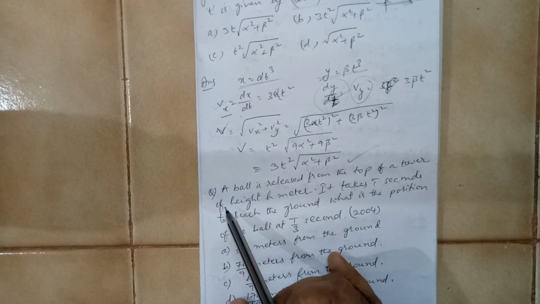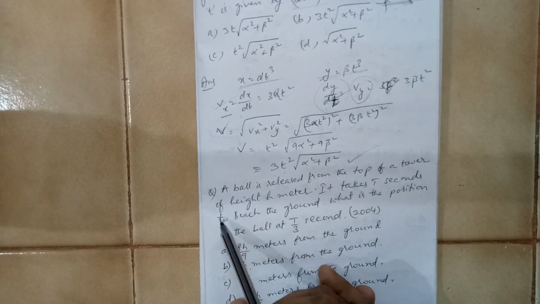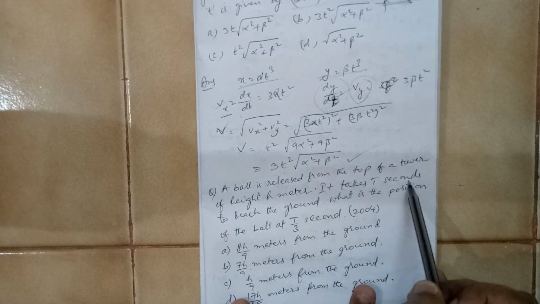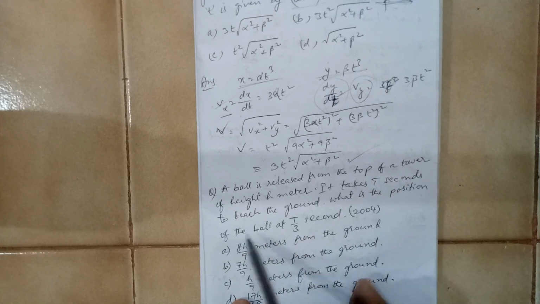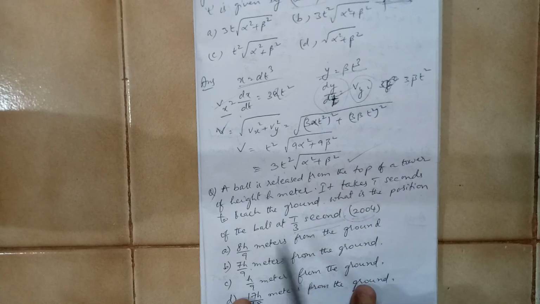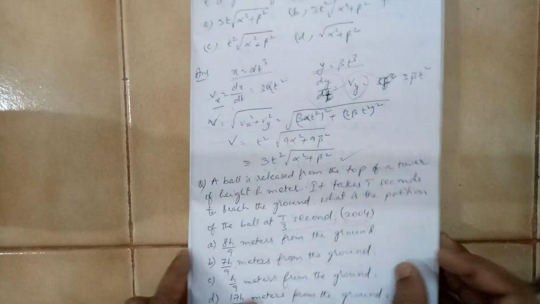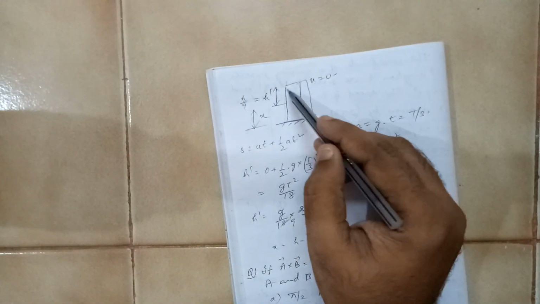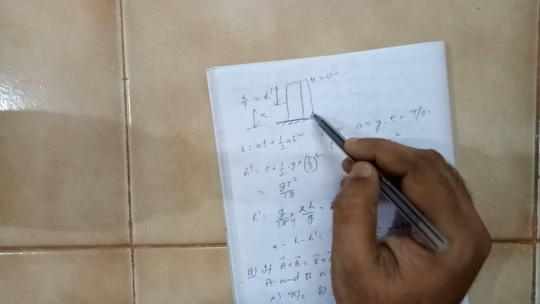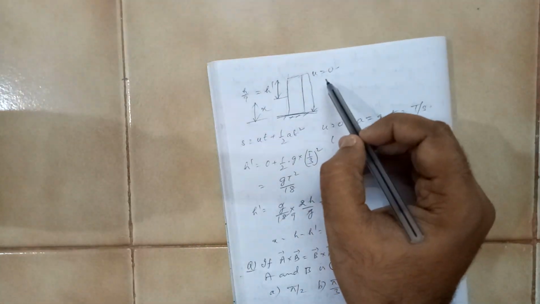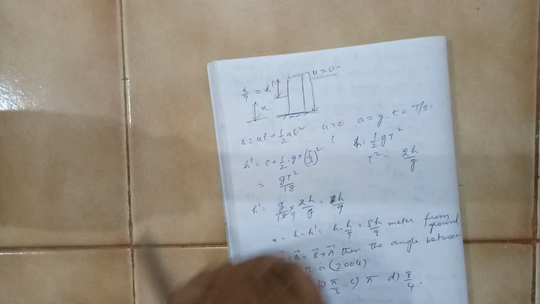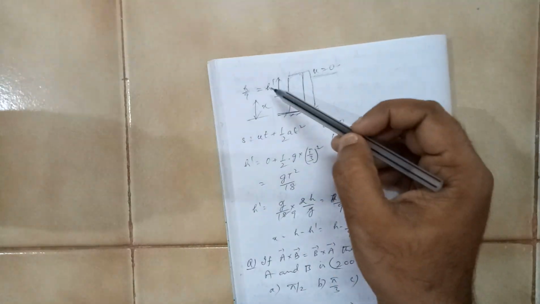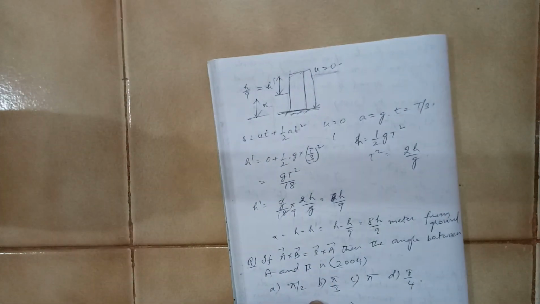Okay, next. A ball is released from the top of a tower of height h meters. It takes t seconds to reach the ground. What is the position of the ball after t by 3 seconds? It was asked in 2004. So draw a sketch. There is a ball, this is the tower, and from here it is being released. Whenever you see it is released, it means initial velocity is equal to 0. Let us say the total height of the tower is h.